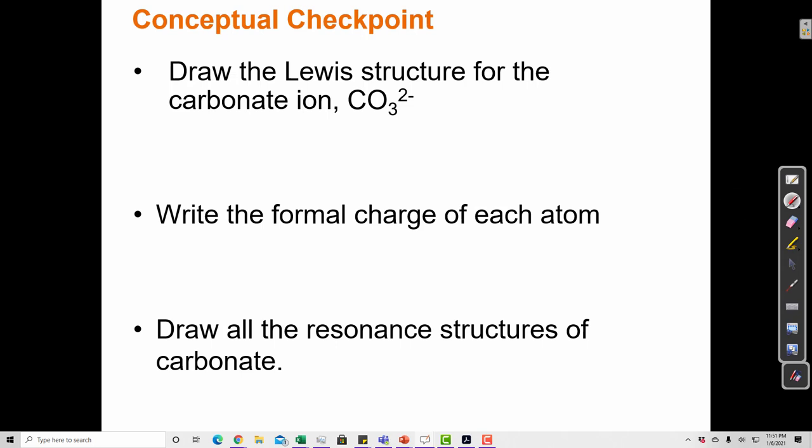So remember, the first step to draw a Lewis structure is to draw all of the atoms and draw the Lewis structures for each atom. To draw the Lewis structure for an atom, we need to write the symbol for that atom and then how many valence electrons it has. Carbon has four. One, two, three, four. They go around one at a time first, one at each corner.